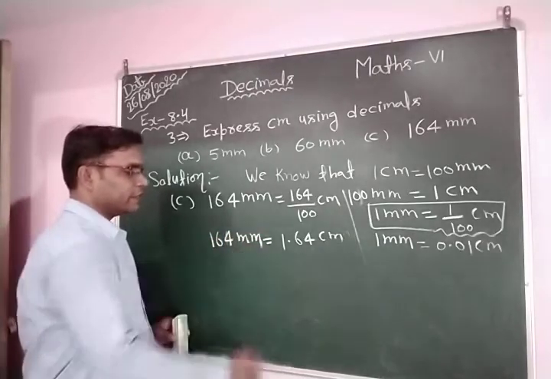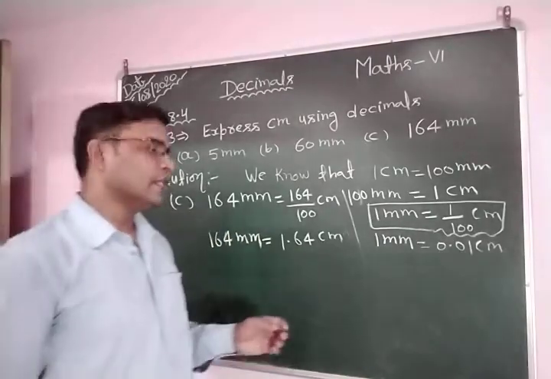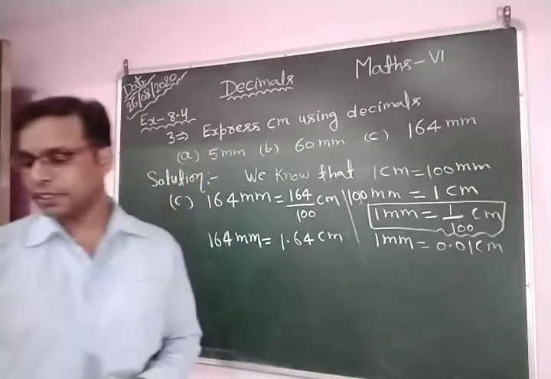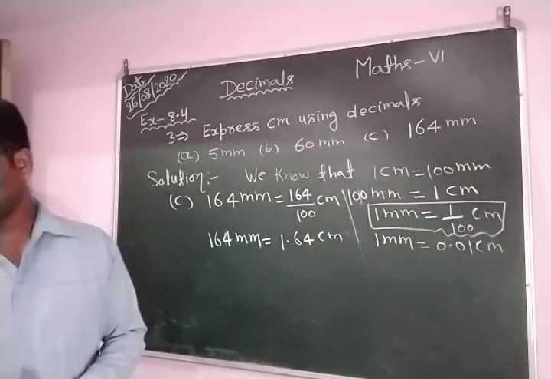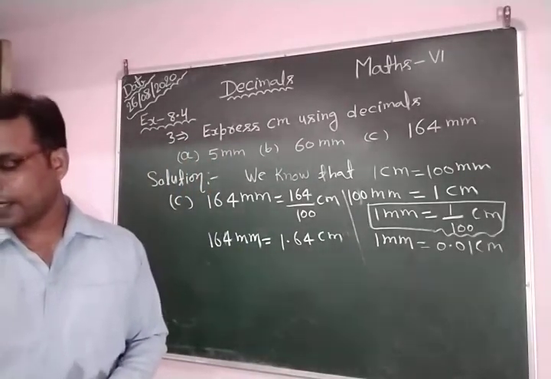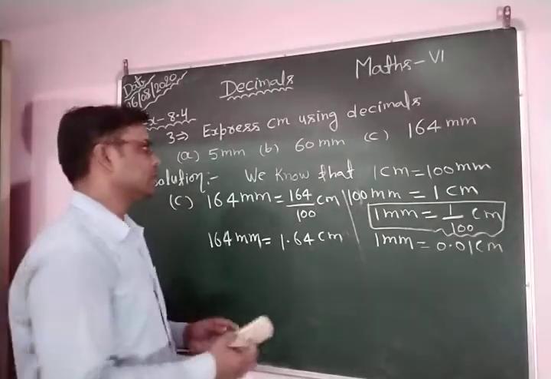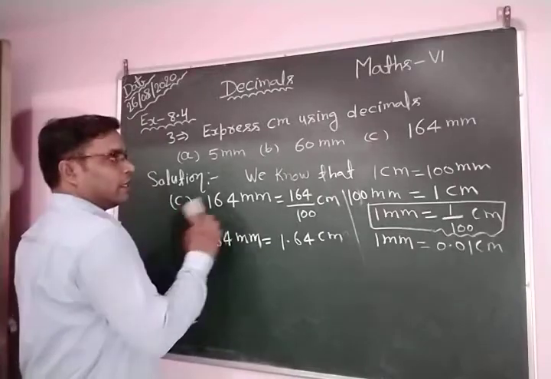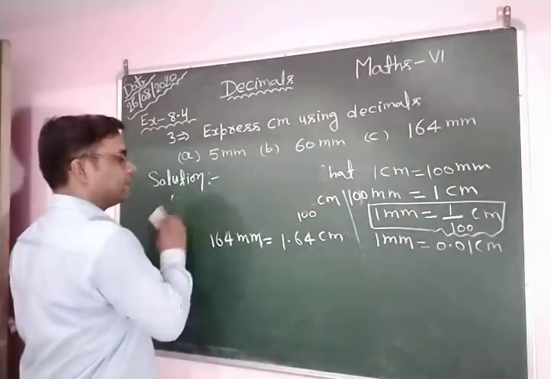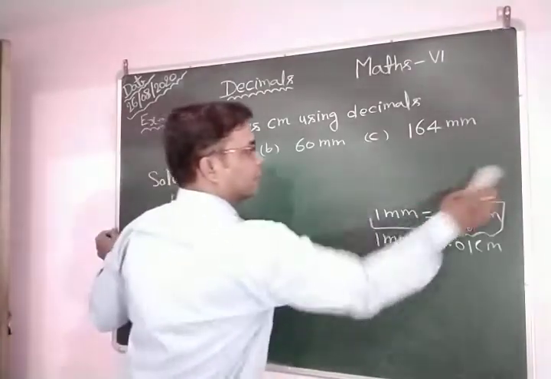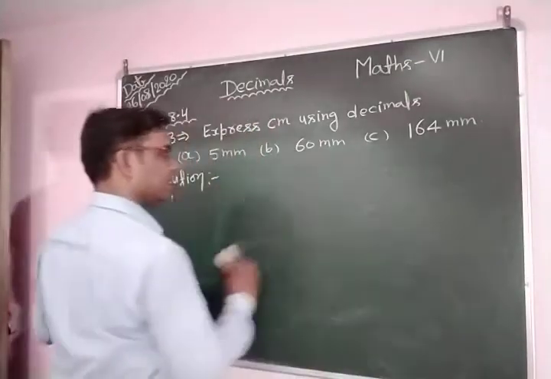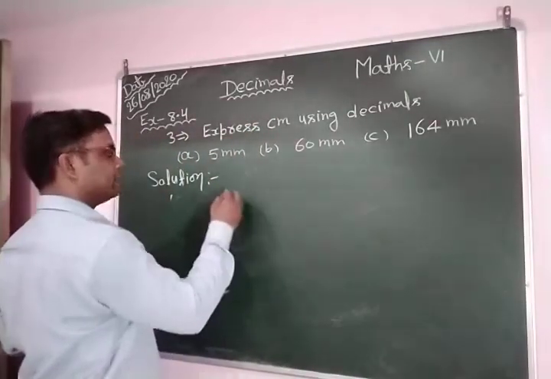So in this way, 164 millimeter is equal to 1.64 centimeter. Now the next part of this question is 9 centimeter 8 millimeter. This is given as D part.